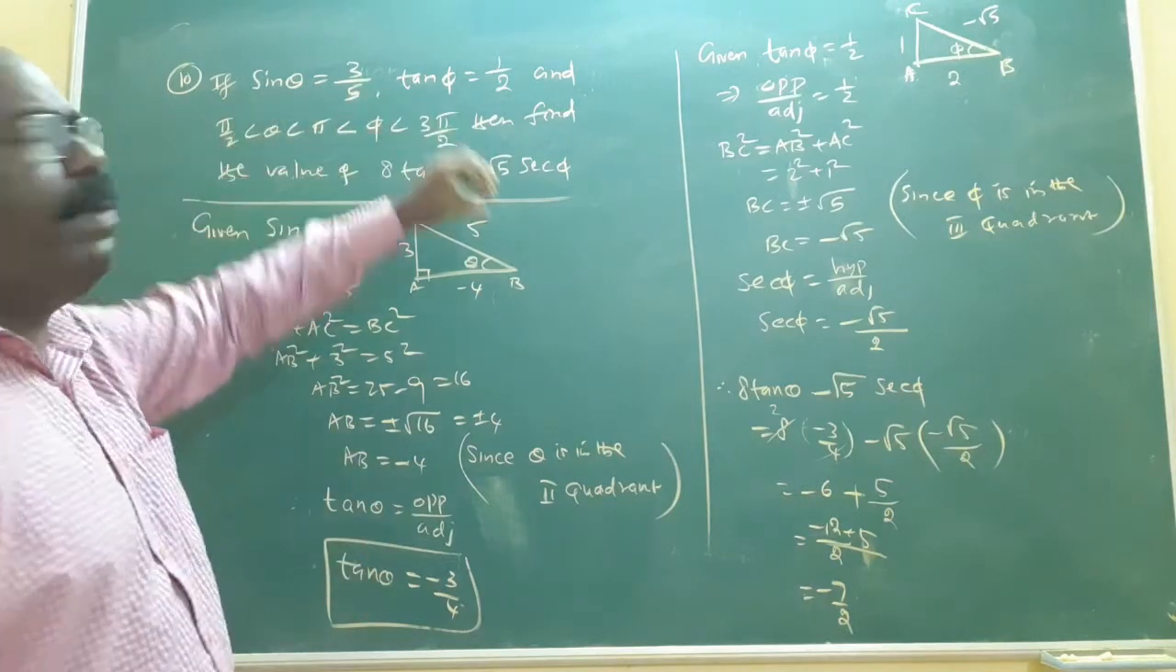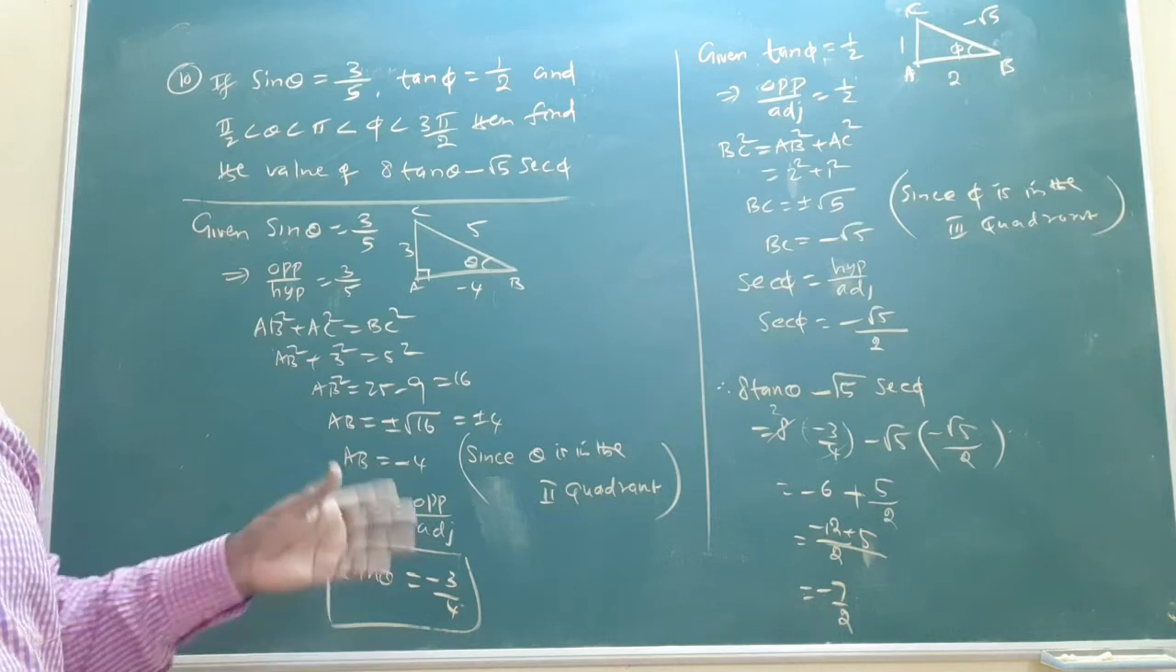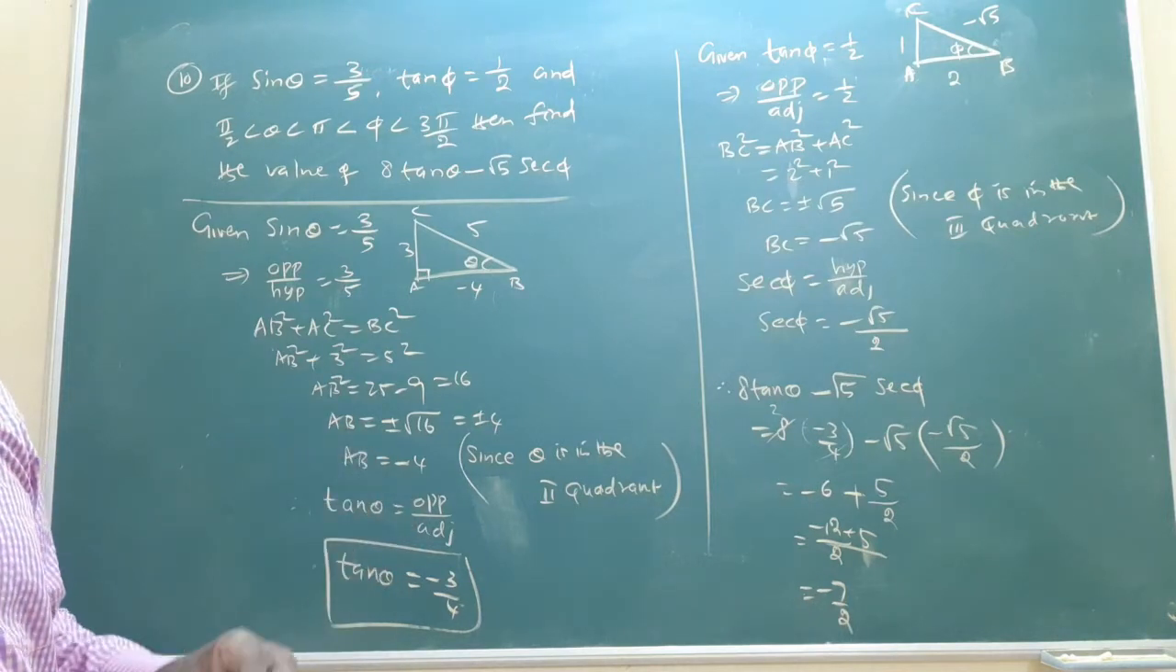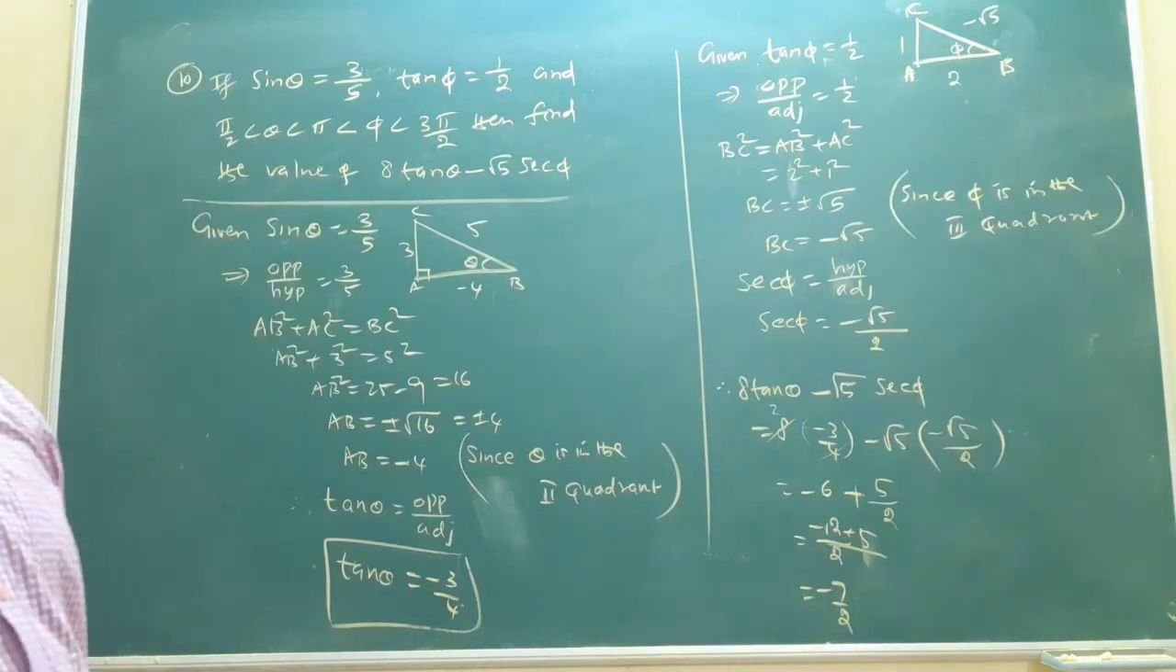Suppose this condition is not given, usually you will assume only positive. Usually if the condition is not given, consider only positive. But here, depending upon the given condition, you may use the negative sign. That's important.